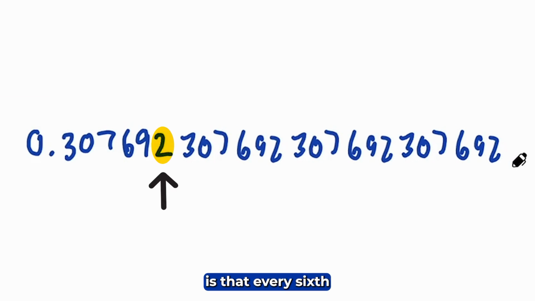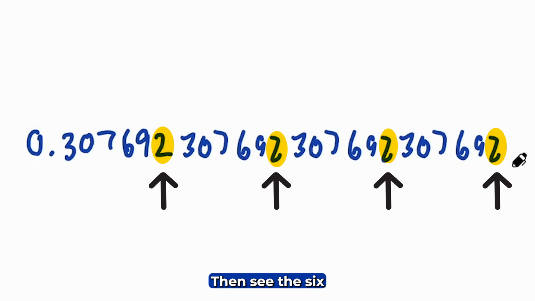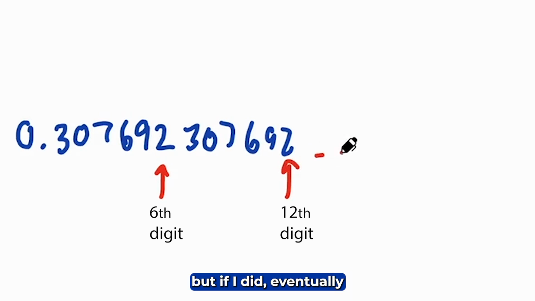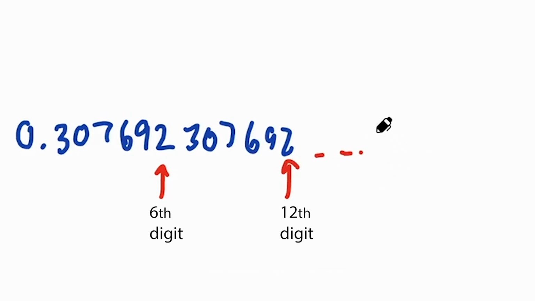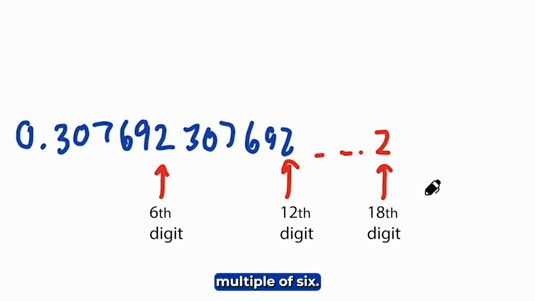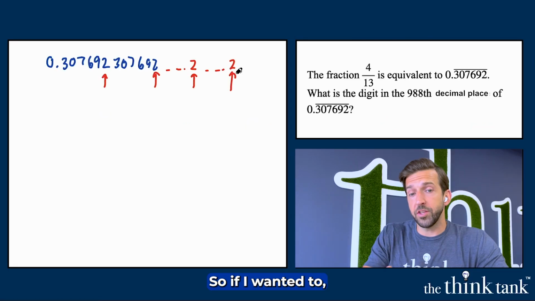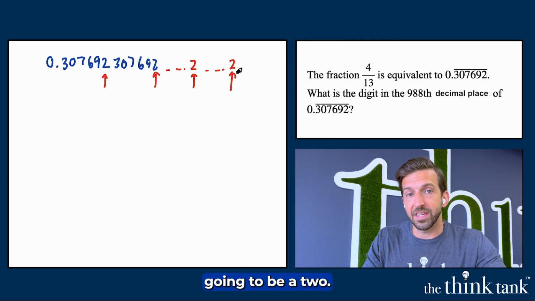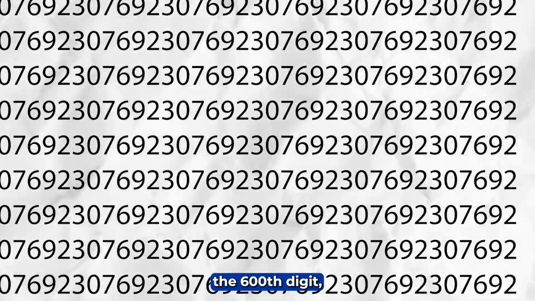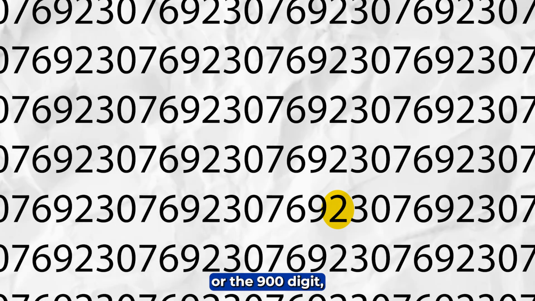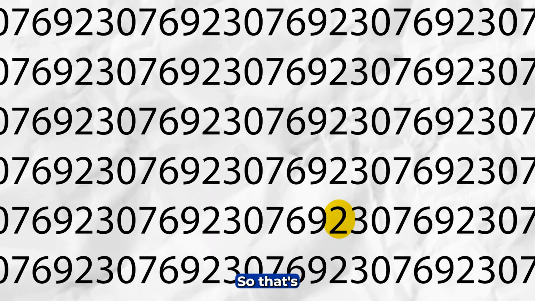Because what I can say is that every 6th digit is always going to be a 2. See, the 6th digit is a 2. And the 12th digit, guess what? That's also going to be a 2. I didn't draw it out, but if I did, eventually the 18th digit is going to be a 2, because that's another multiple of 6. And the 24th digit is going to be a 2, because, again, 24 is a multiple of 6, and so on and so forth. Any multiple of 6 is always going to be a 2. So, for example, the 600th digit, that's a multiple of 6, that's going to be a 2. Or the 900th digit, that's also a multiple of 6, so that's going to be a 2.